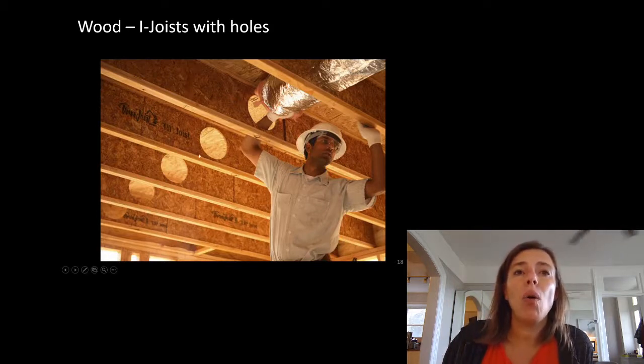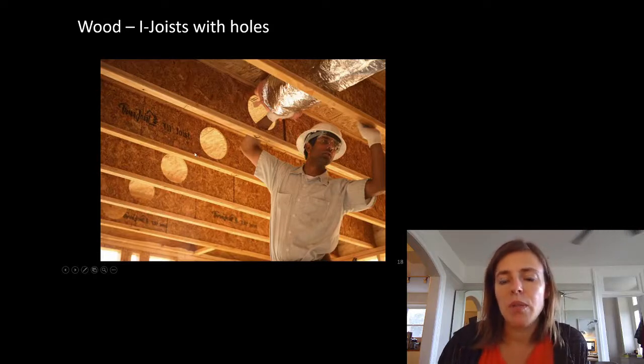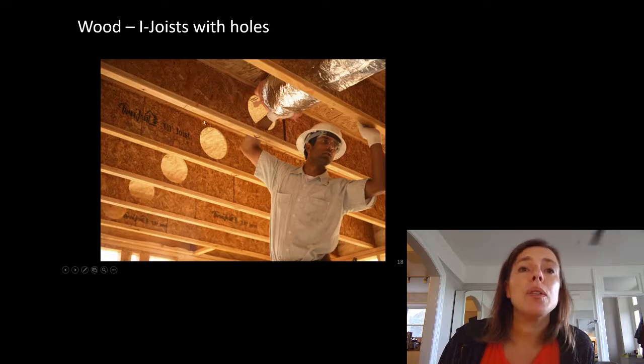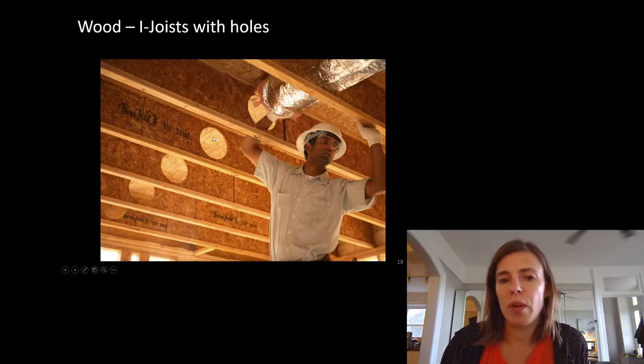Again, we can cut holes in things, but it has to be checked. Typically, the rule is one-third, one-third, and you can get away with it for free. These ones are more than one-third in the depth. So the engineer would have had to check this to make sure that it was okay.